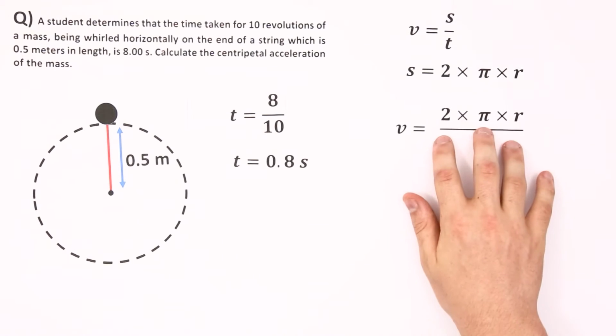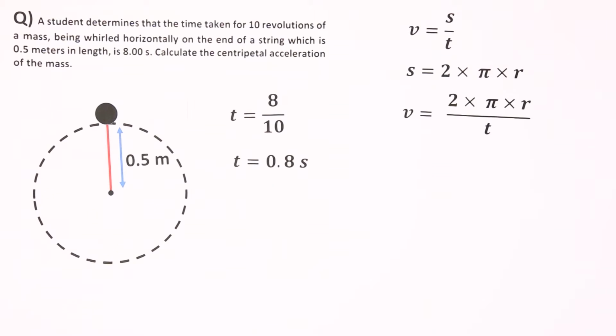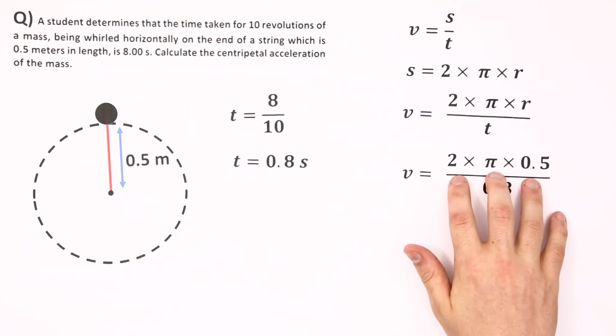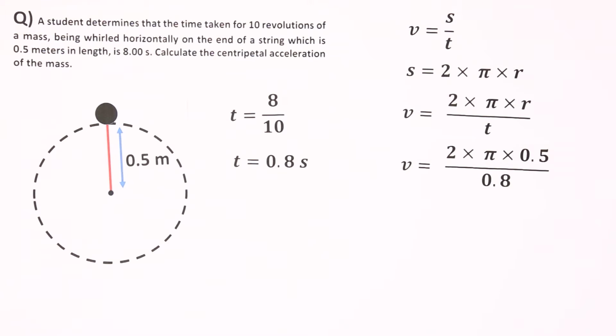From this, we have V equals 2 pi r divided by time, or V equals 2 times pi times 0.5, all divided by 0.8. From this, we can find that our velocity is equal to 3.93 meters per second at a tangent to the circular motion of the mass.